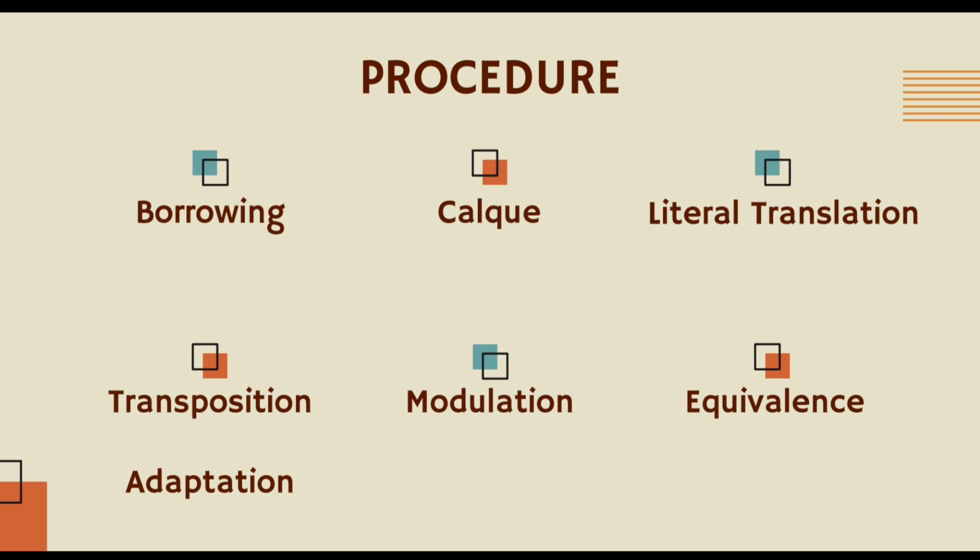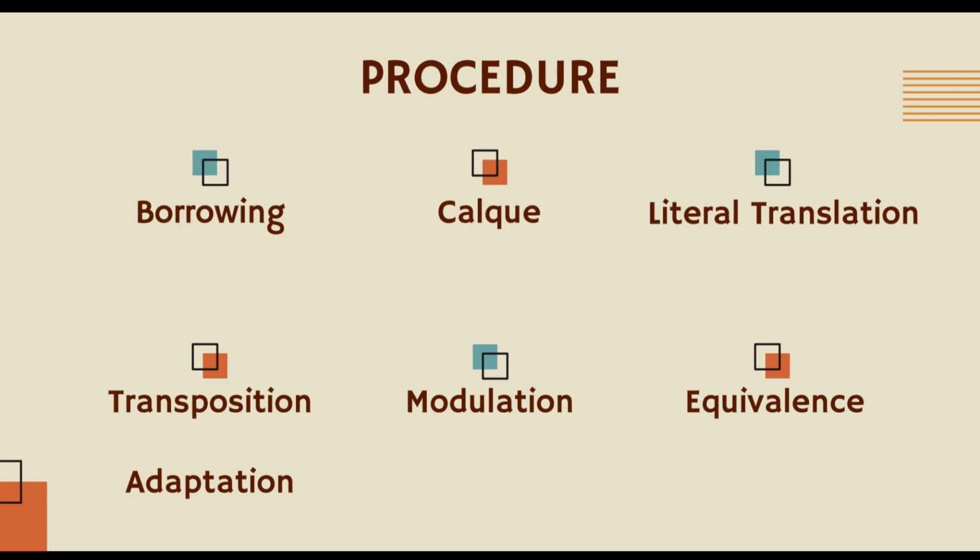Procedure 3. Literal translation. Literal, or word-for-word translation, is the direct transfer of a SL text into a grammatically and idiomatically appropriate TL text in which the translator's task is limited to observing the adherence to the linguistic servitudes of the TL.